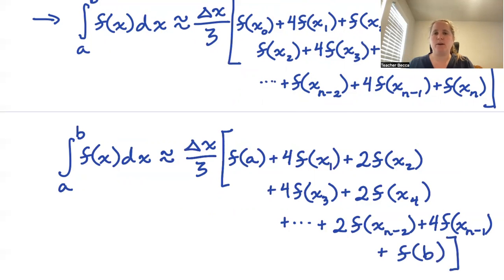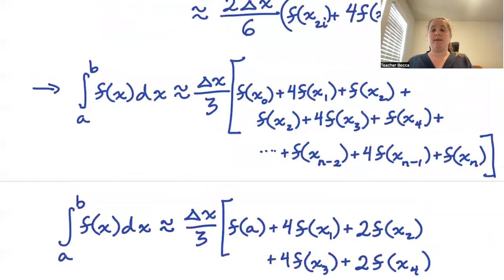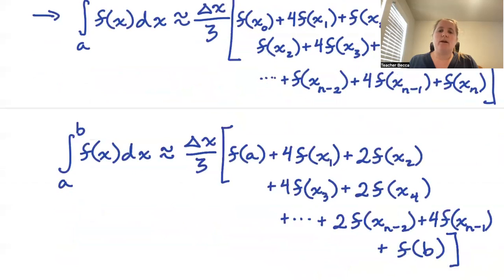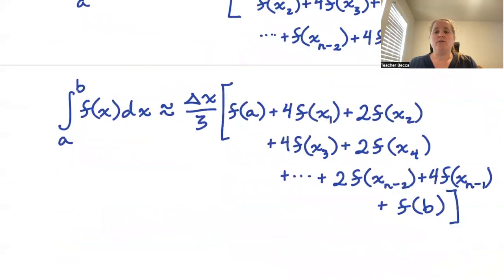Again, here notice my overlap from the first parabola to the second parabola. f(x_2) popped up in both. f(x_4) would again pop up at the end of the next parabola plus the beginning of the following. And so the only ones that aren't repeated are those odd x_i's, which have the 4 all multiplied in front, and then the f(x_0) and f(x_n). So we have our formula for Simpson's rule.